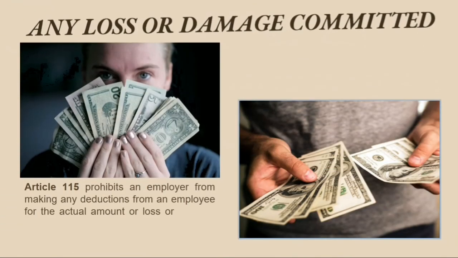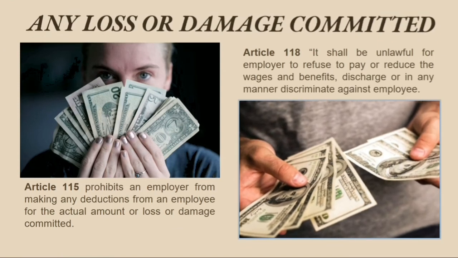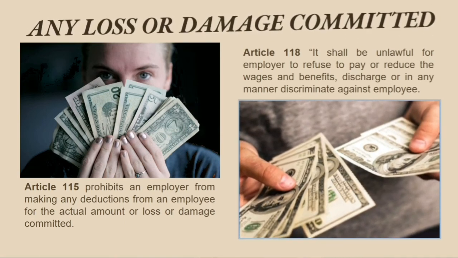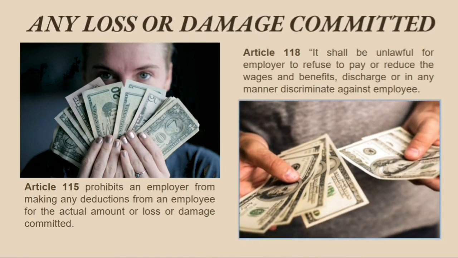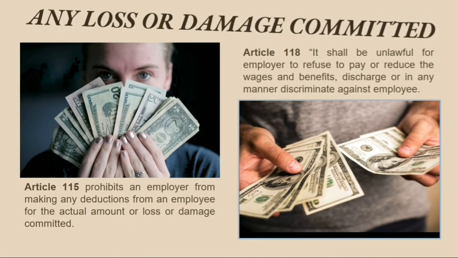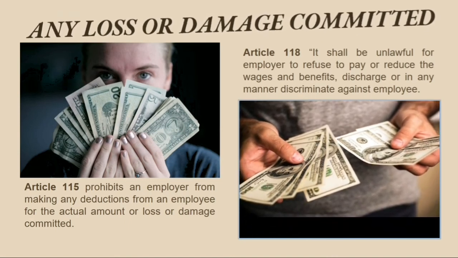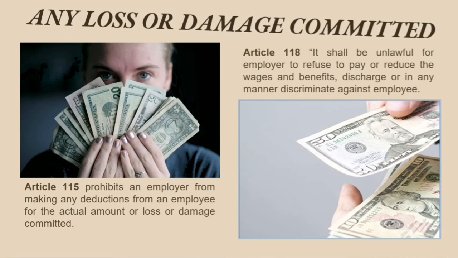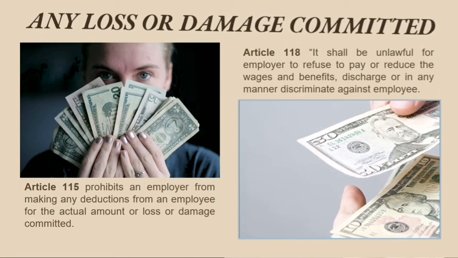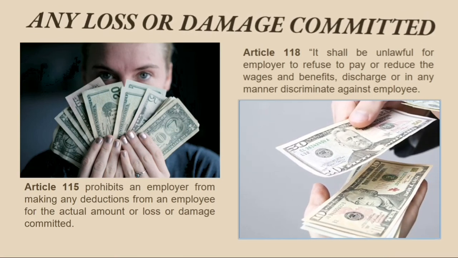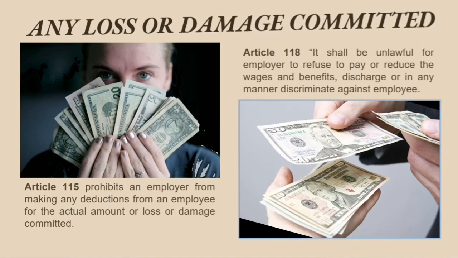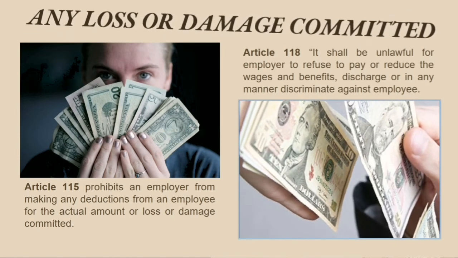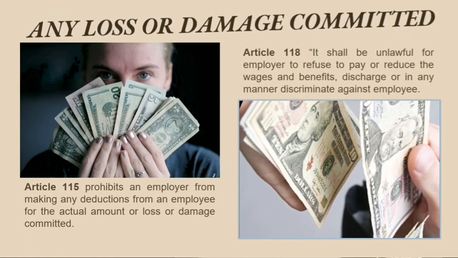Now, class, in cases of loss or damages committed, Article 115 prohibits an employer from making any deductions from an employee for the actual amount of loss or damage committed, except when the employee has been given a chance to be heard as regards his culpability and his responsibility has been clearly shown. Okay, so in short, class, it has to undergo due process of law before he can be made liable. And Article 118 provides that it shall be unlawful for an employer to refuse to pay or reduce the wages and benefits, or discharge or in any manner discriminate against the employees.